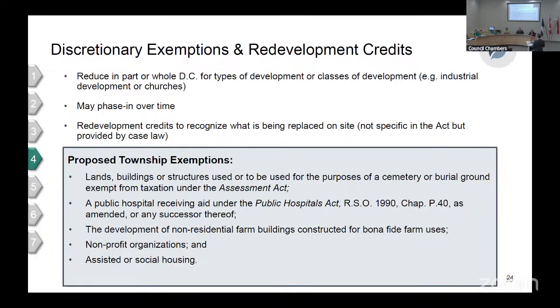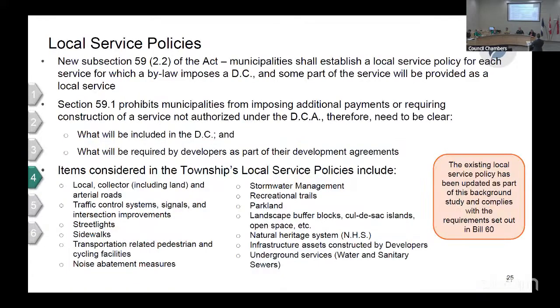The proposed exemptions continue from the previous study, which are cemeteries, hospitals, non-residential farm buildings for bona fide farm uses, nonprofit organizations, and assisted or social housing. Next slide, please. So I mentioned the local service policy identifies what the developer pays versus what goes into the development charge study. Again, this is now a specific requirement of the legislation. We've reviewed it and ensured that it's in line with the legislation. And so that's included in Appendix E to the background study. Next slide, please.